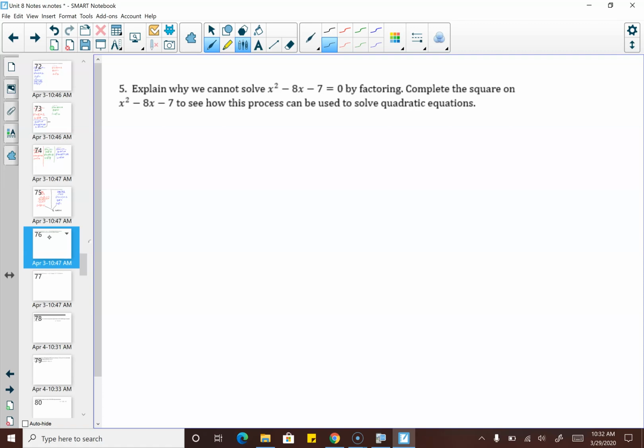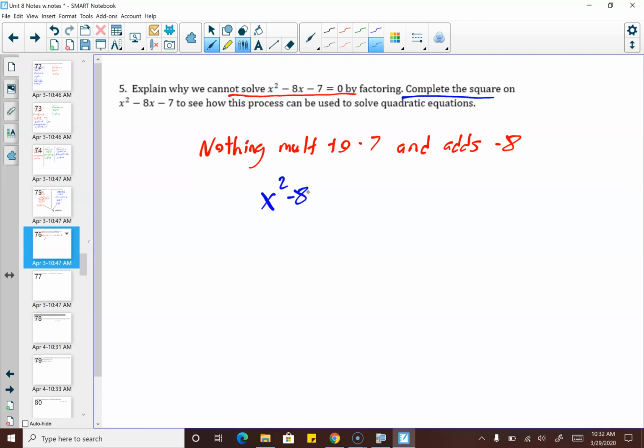Explain why we cannot solve x squared minus 8x minus 7 equals 0 by factoring, and then complete the square on x squared minus 8x minus 7 to see how the process can be used to solve quadratic equations. The reason we can't solve that by factoring is because nothing multiplies to negative 7 and adds to negative 8. Since there are no options for that, we have to choose a different method. In this case, we're going to be completing the square.